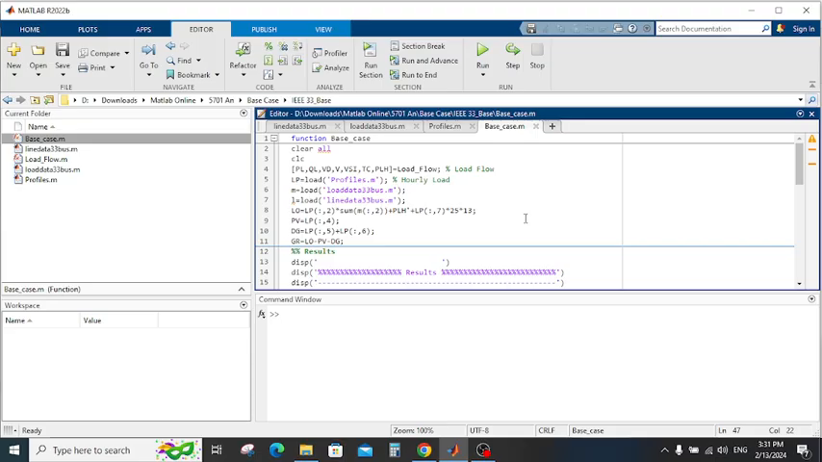In the last video about the base case scenarios, the third video, we will explain the load flow, how the load flow deals with the base case, and how to extract the output from the load flow code in the next video.